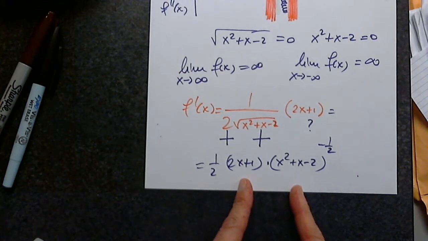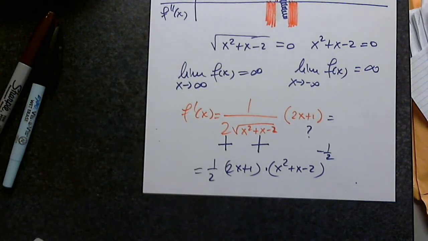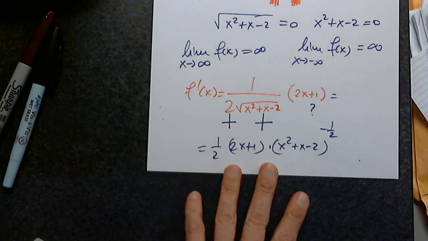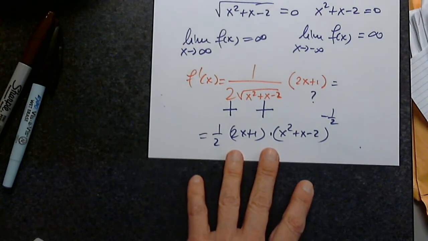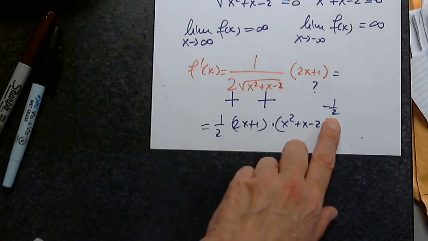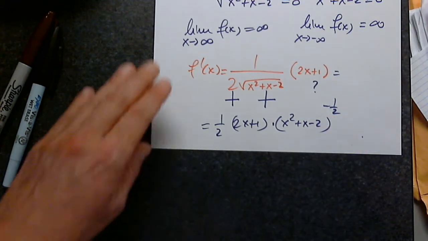Before you did that, can you just cancel the twos? Because wouldn't it originally be 2x plus 1 over 2 square root of x squared plus x minus 2? Yeah, but the 2x plus 1 is like... Oh, you can't figure it out. My bad. It's okay.